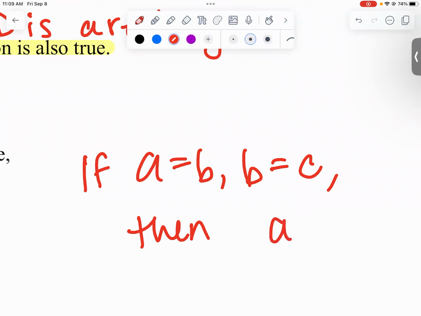Then, if A equals B and B equals C, then A equals C. You see it? That's a transitive property.